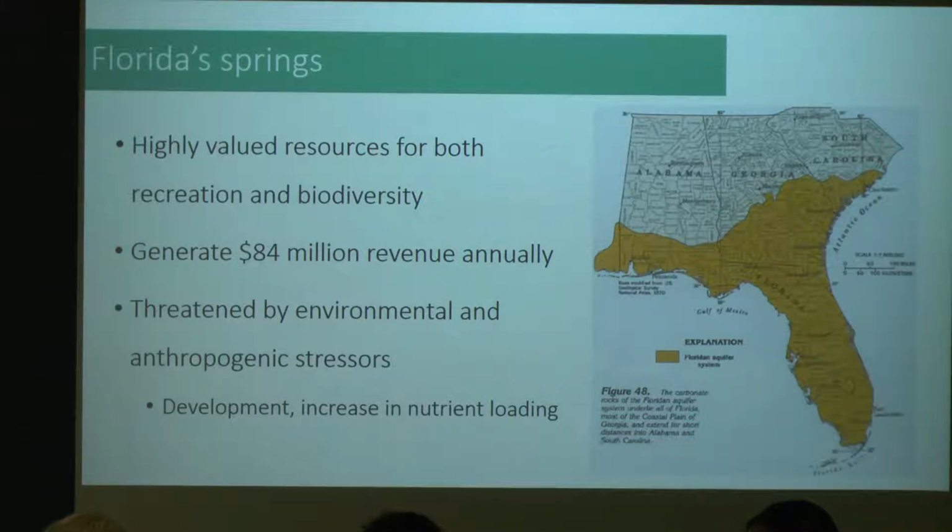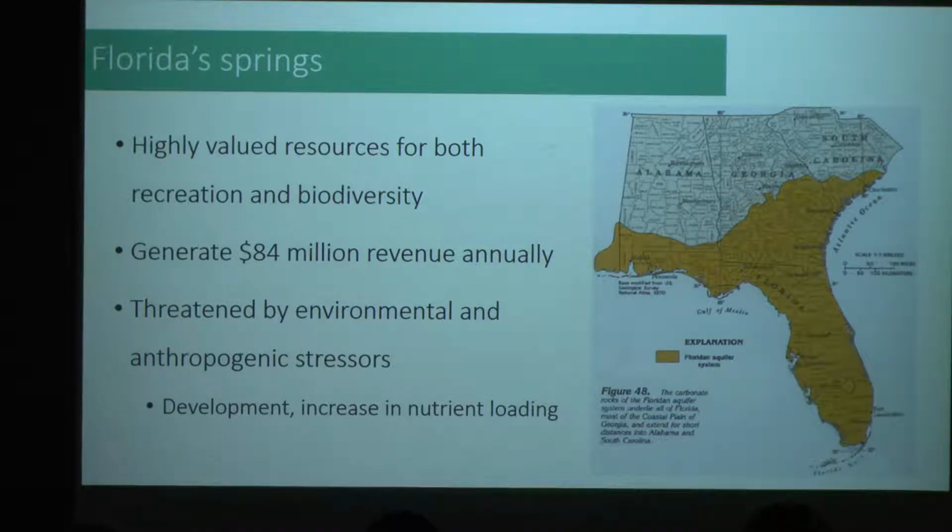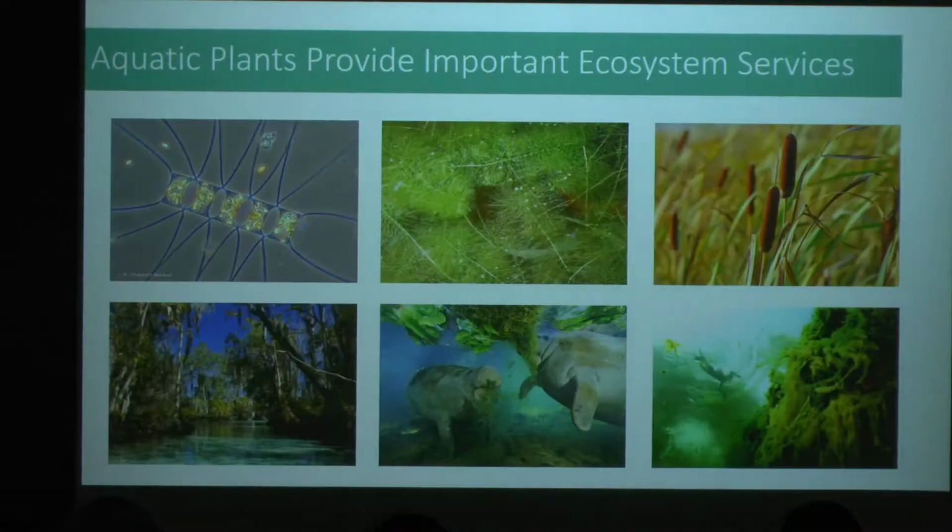It is very biodiverse and of high recreational value for the state, as well as economical value. It generates millions of dollars annually, so it's a very important ecosystem for us. However, as important as it is, it is being threatened by environmental and anthropogenic stressors, such as the increase of nutrient loading in these areas. And one of the first indicators that is affected by these stressors are actually aquatic plants.